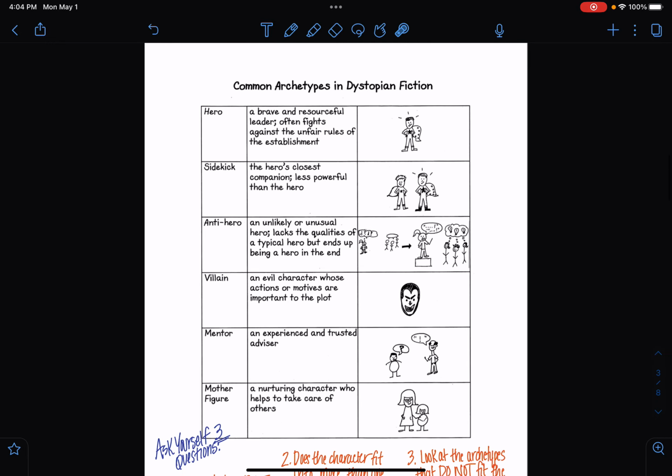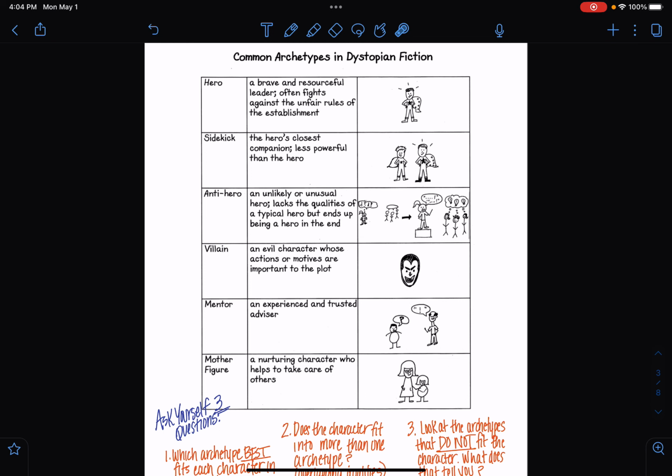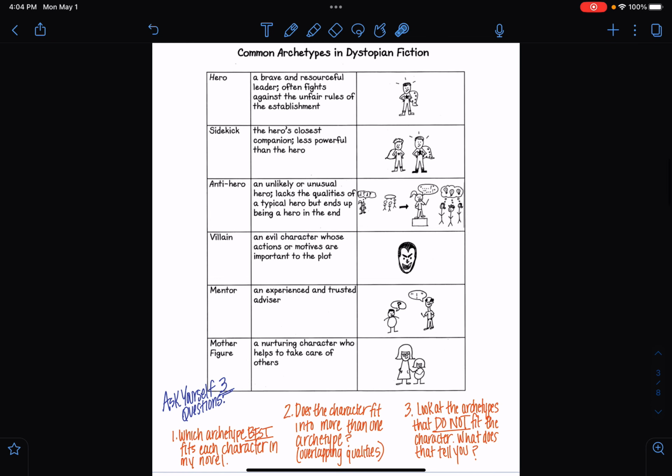A couple other archetypes that we see more likely in dystopian fiction. We've got the hero, who is often a brave and resourceful leader, and often fights against the unfair rules of the establishment. The sidekick is usually the person who's right there with the hero, obviously. The anti-hero usually is that person you don't think is going to be the hero, but then ends up having hero-esque qualities in the end and pulls it out of nowhere. The villain, obviously, we know who that is.